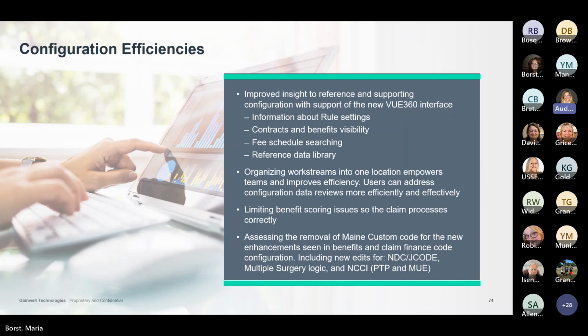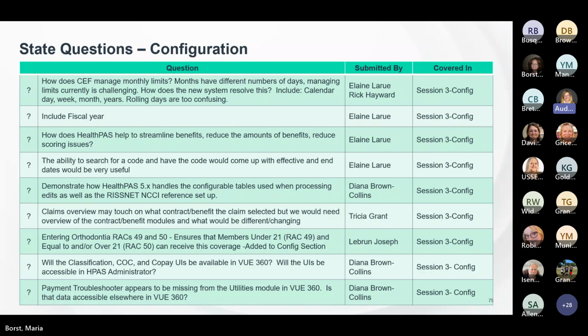On the next slide, we'll review some of your questions for today. Discussions around benefit limits, including fiscal year, some of the scoring issues and best practices, code searching and reference, and how to do that. We'll take a look at the NCCI tables and the new ones in the new system. In general, there was a question around changes in config, and there are quite a few that I'm going to show you today. So hopefully you'll get a good feel for that. There was a question around orthodontia benefit creation. I have an example to show. And then as well as the copay, COC and share of cost, new tables that are in the system based on the discussions we had in the claim session.